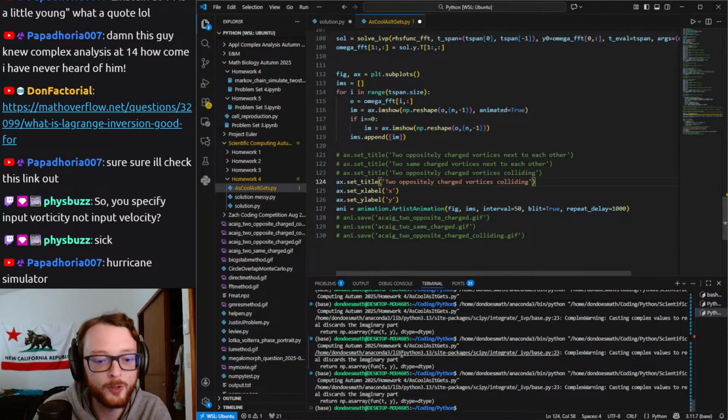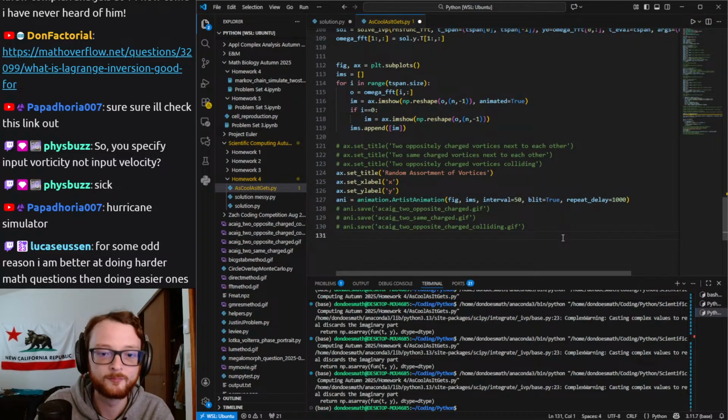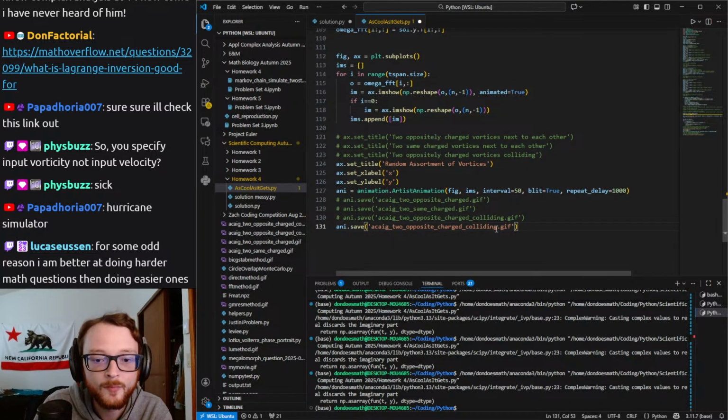But we can do the fourth one, which is a random assortment of vortices. Just like how I like my donuts. Random assortment.